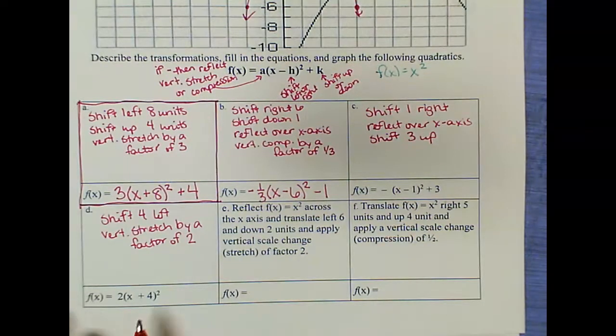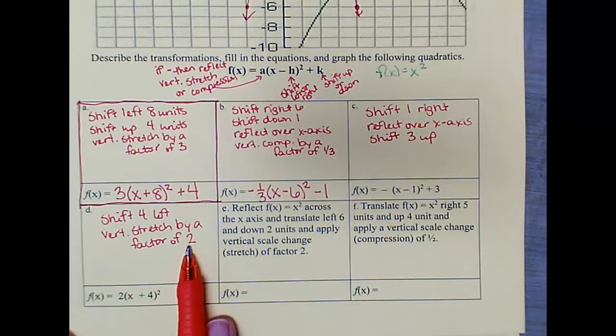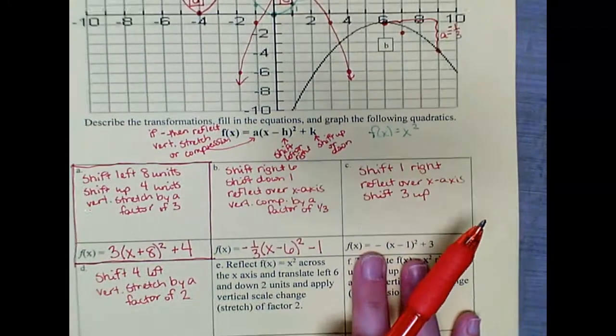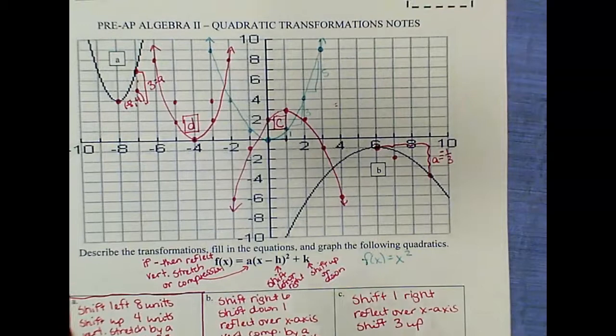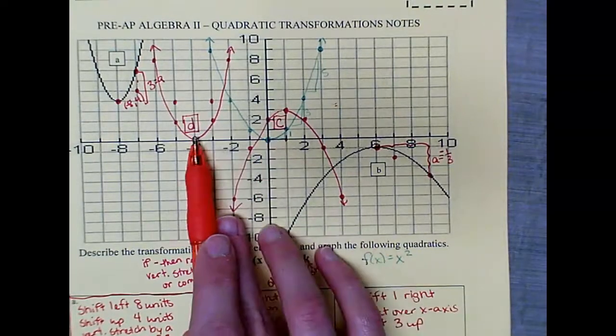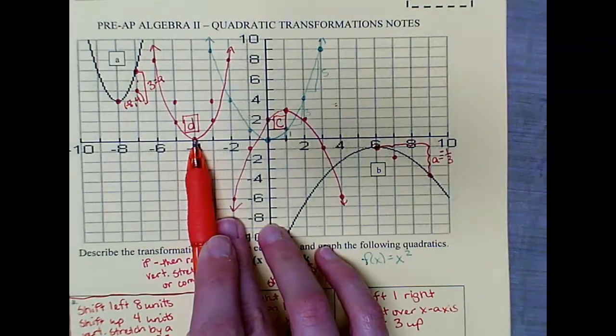So your +4 here means you shift to the left 4. Your 2 here means a vertical stretch by a factor of 2. So when you graph, you start at the origin, you shift to the left 4, parabola opens up because there's no negative a value.